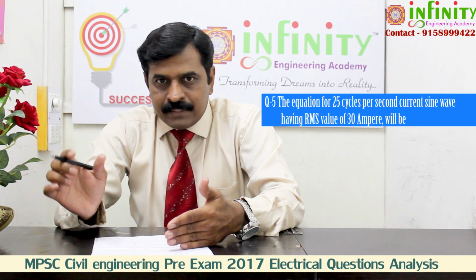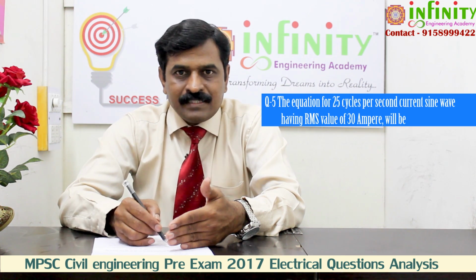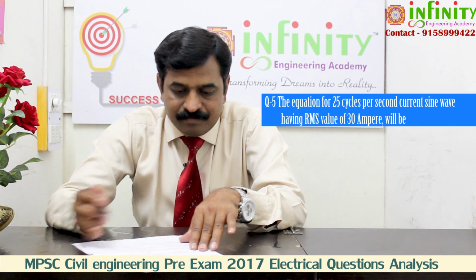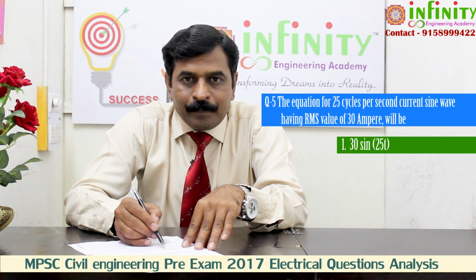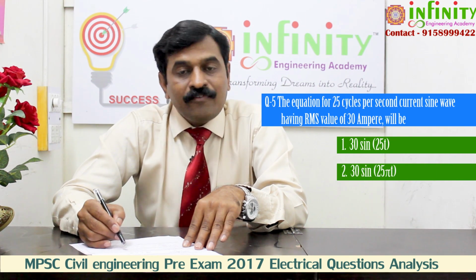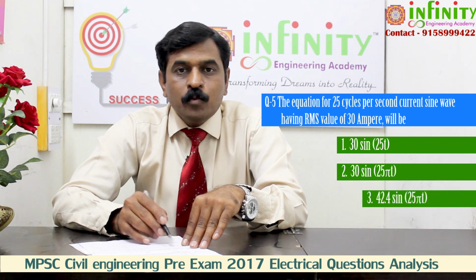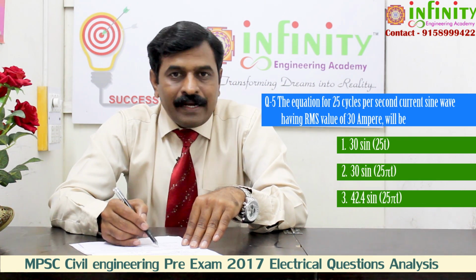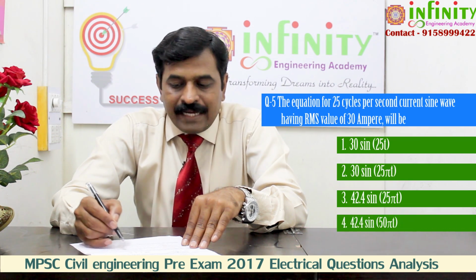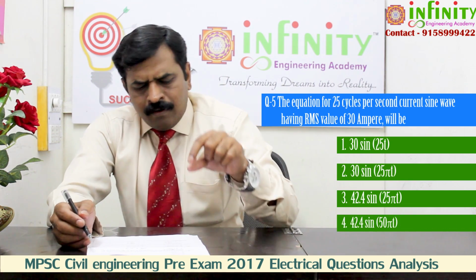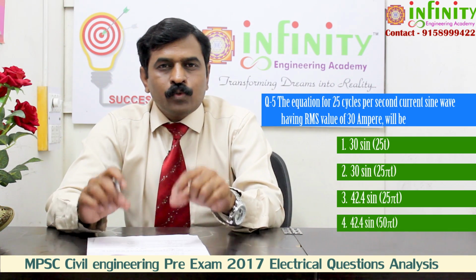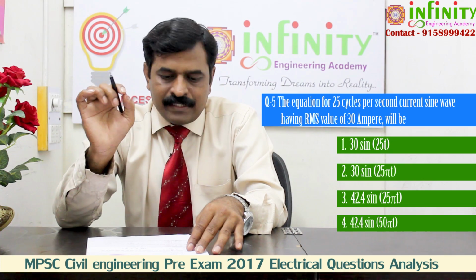There are certain parameters, and these parameters are given in this MCQ. 25 cycles per second is nothing but the frequency. The RMS value is given as 30 ampere, and the equation represents the waveform. The options are: first, 30 sine 25 t; second, 30 sine 25 pi t; third, 42.4 sine 25 pi t; and the last one, 42.4 sine 50 pi t. Rather than going for the correct option, you should go for the exact equation of the sine wave.